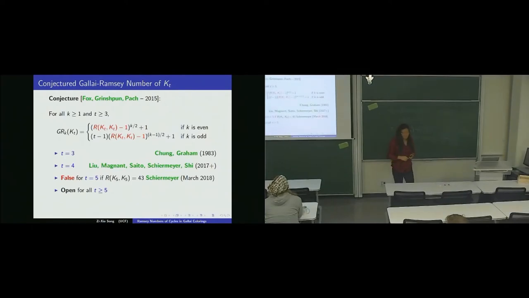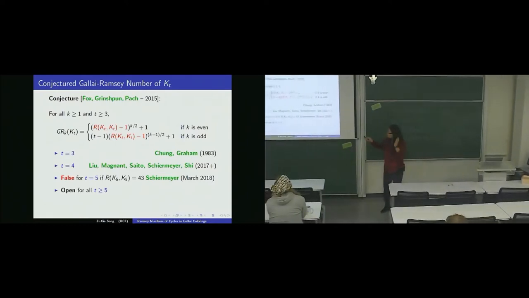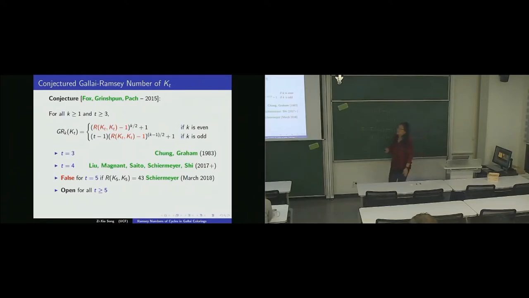So for t equals 5, Magnant and Engelmir put a paper on arXiv. The paper is about 40 pages long. I haven't had a chance to look. But the proof relies on the Ramsey number of K5 here. If it's 43, what do you have? If it's not 43, what do you have? So this is the one. This conjecture. So that's why I still put it as open for t at least 5 here. That's for complete graphs. So we have this conjecture here.